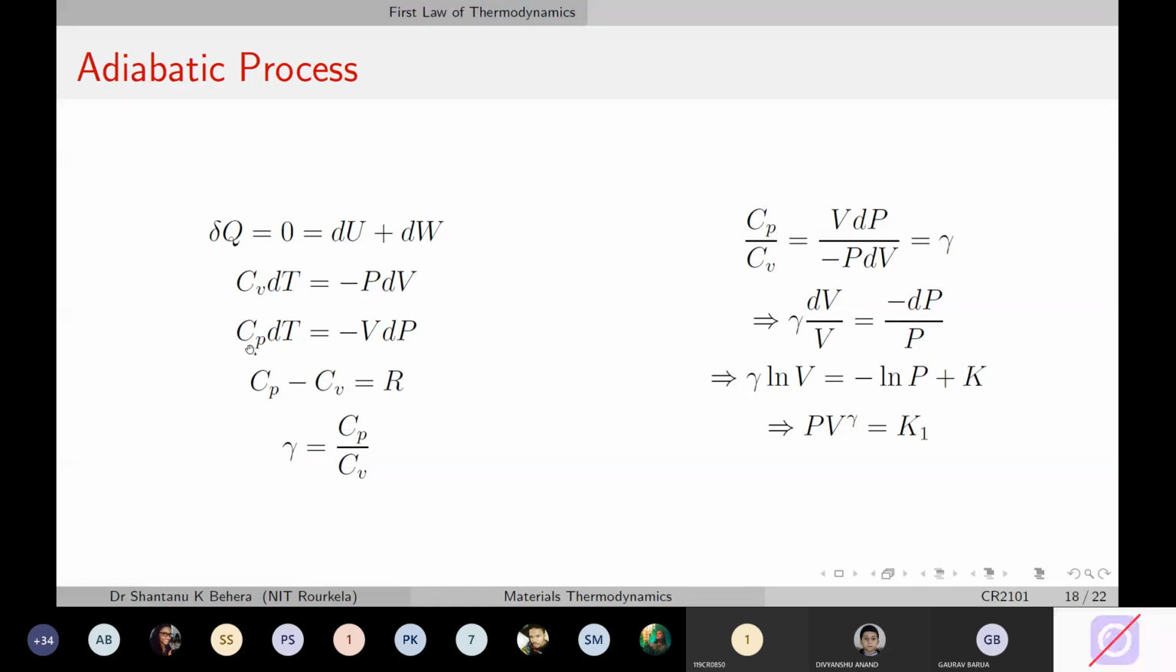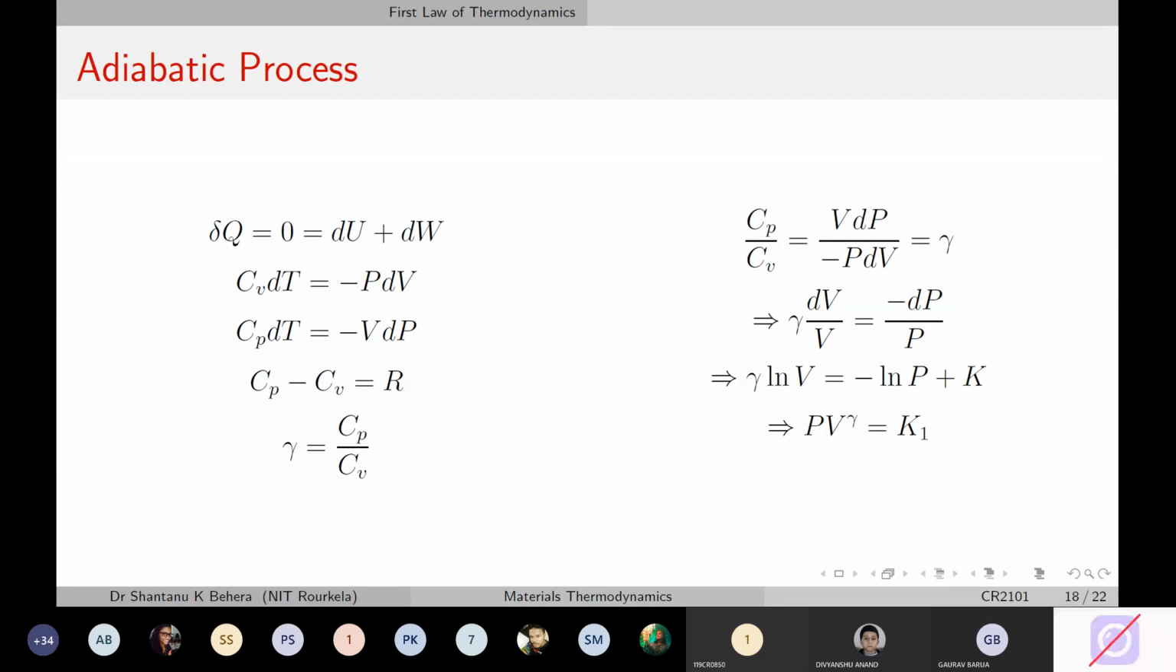All right. So if you talk about Cp by Cv, then you can talk about VdP minus PdV. That's the number you can get from these. And that's gamma. If you reorganize this, it is gamma dV by V is minus dP by P, and by doing a process you can get the term PV to the gamma is constant, right? So in an adiabatic process, PV to the gamma is constant, whereas in the normal sort of universal gas law, PV is constant, is what we ordinarily take.